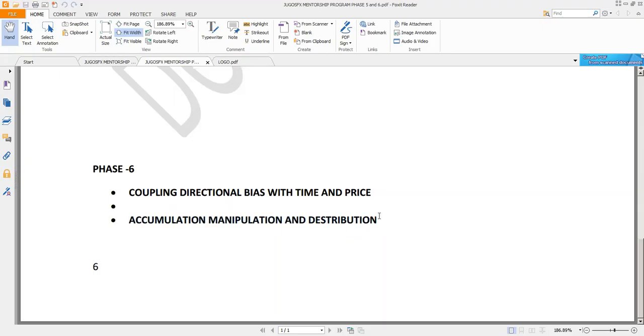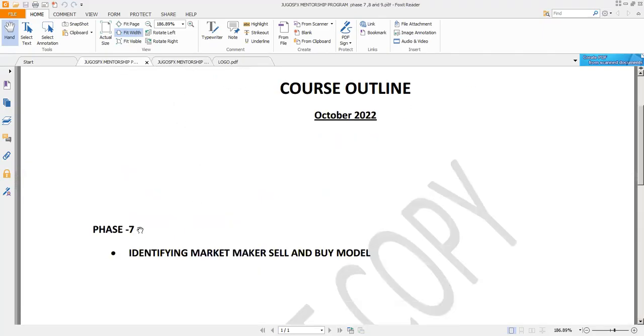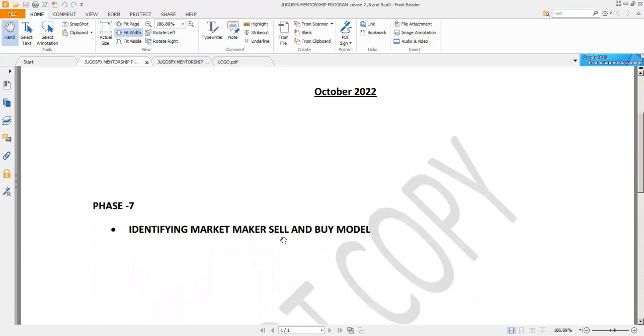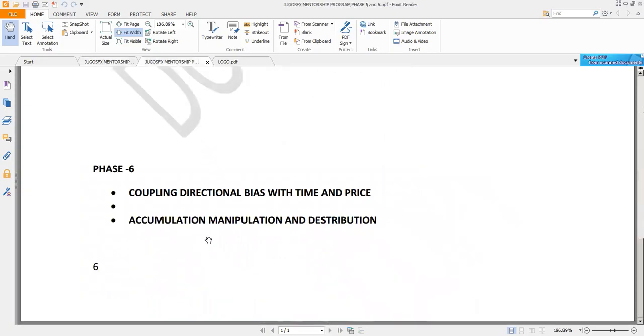This will be more of a practical lesson. There is not much theory on this, it is mostly practicals. That's the last lesson for our phase 6. We're going to go to phase 7, where we'll talk about identifying the market maker sell and buy model. This is another amazing topic. So with this topic, the AMD pattern, let's get straight to the charts and I'll show you.